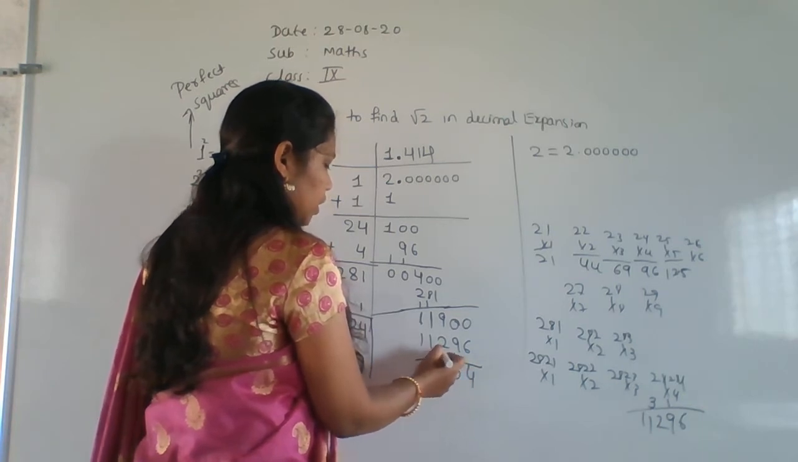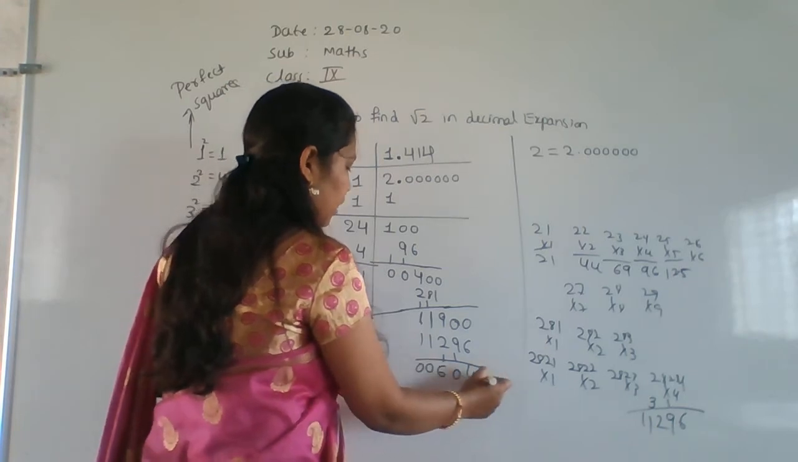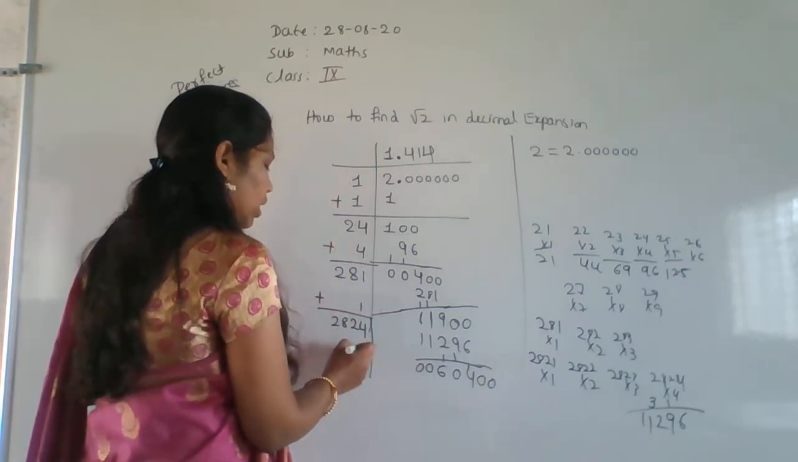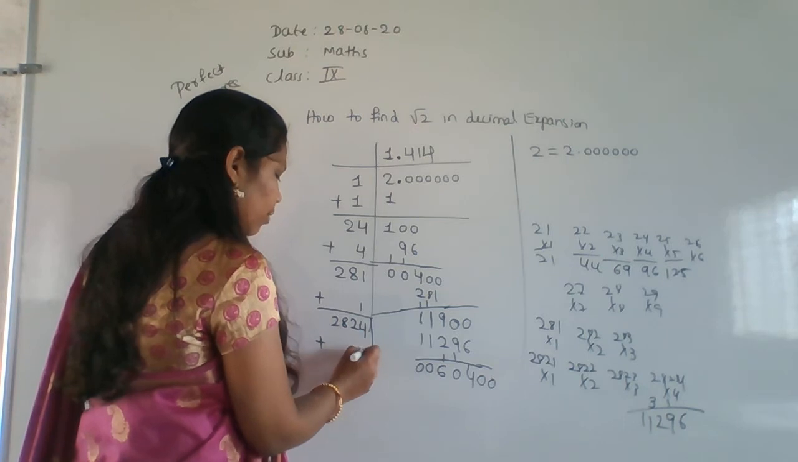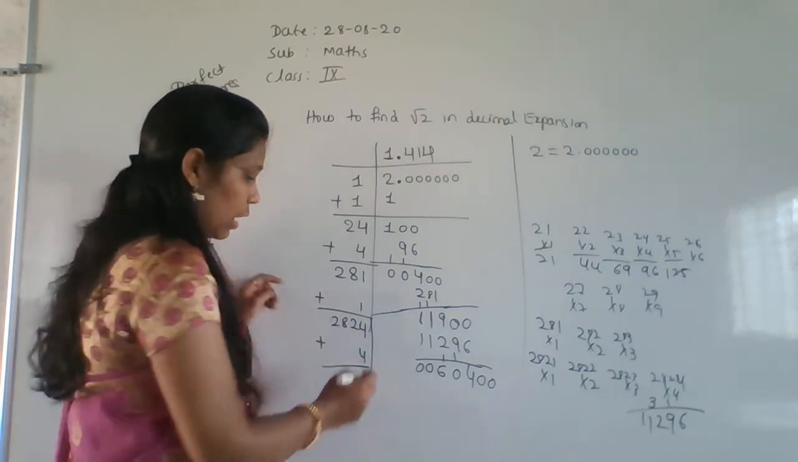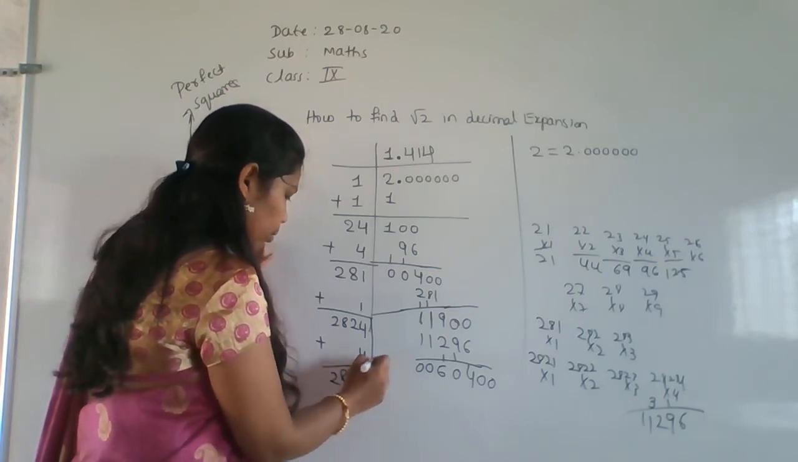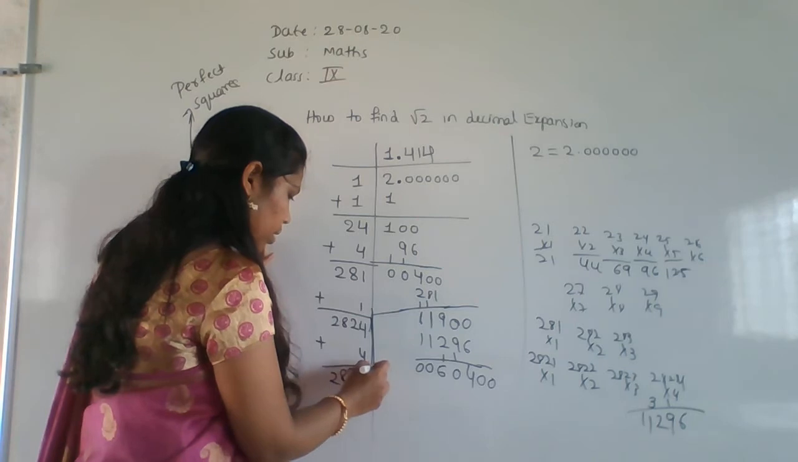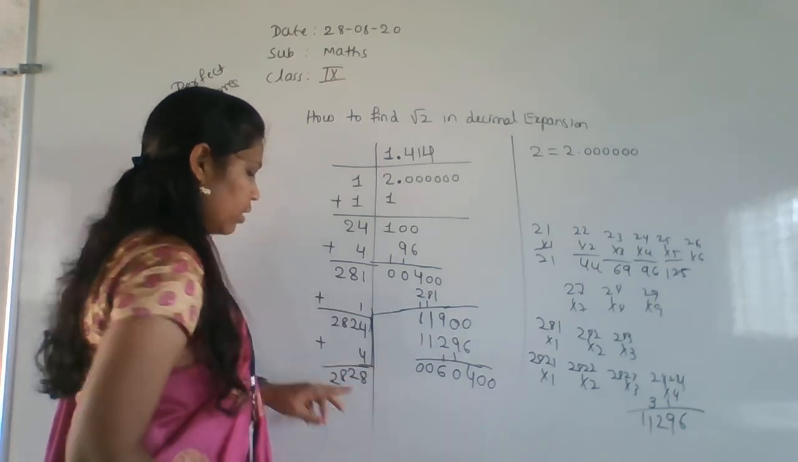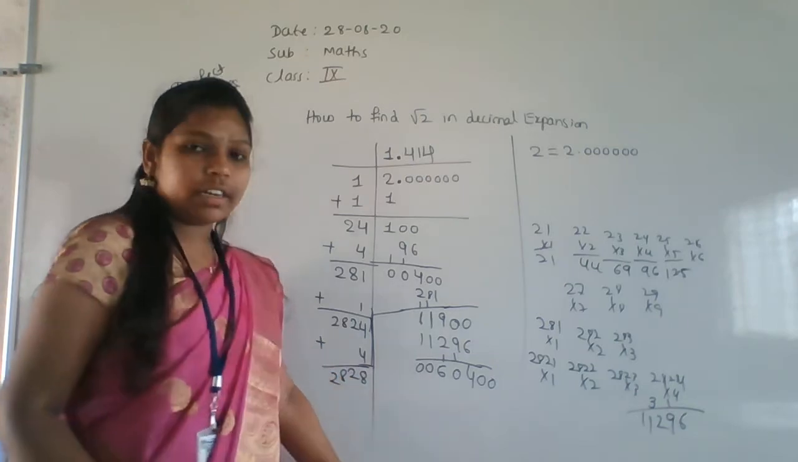9 minus 3 is 6. 0 0. I am taking another 2 zeros. And whatever the value is there in the ones place, only 4 is there. So I am adding here a 4 value. That is 2828. Okay. And again here some more values you have to take and do the division, further division.